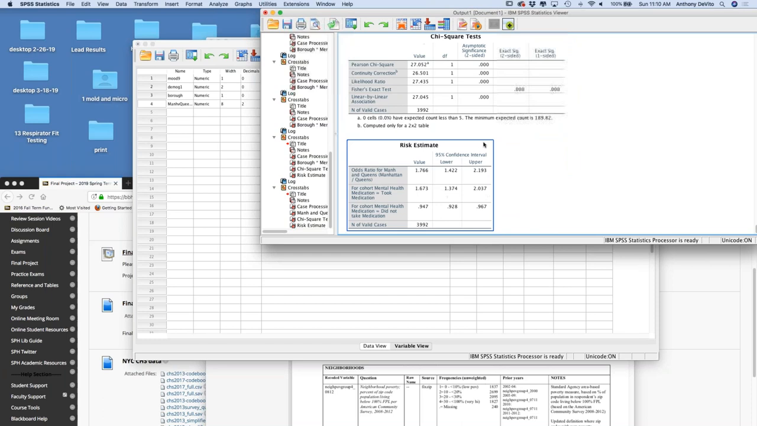And my relative risk is 1.673. The first one you get is obvious. It says odds is my odds ratio. The second one I get is 1.673. So what does that tell me? People who live in Manhattan are 1.7 or 1.8 times more likely to be taking medication for mental health illness than people in Queens, right?